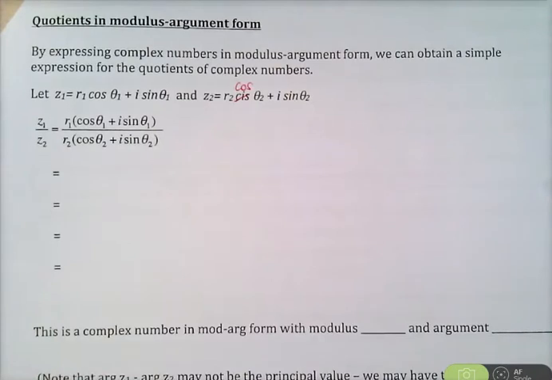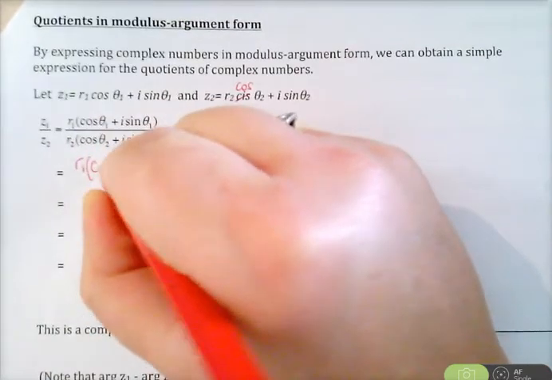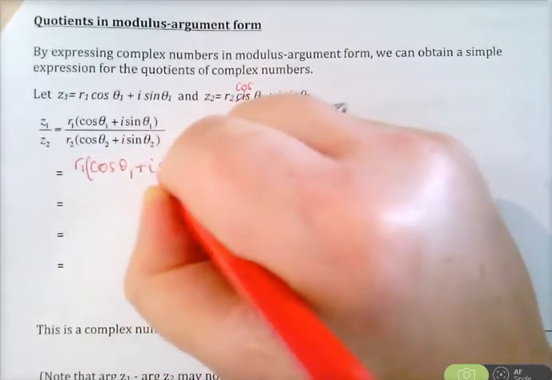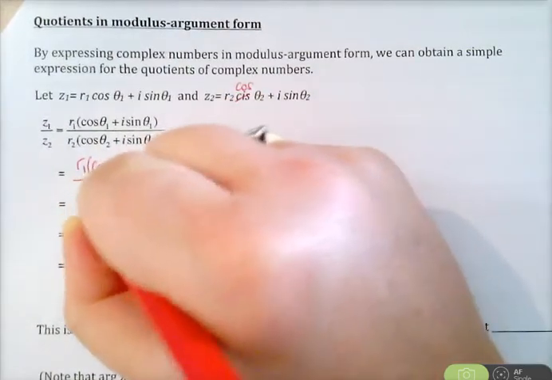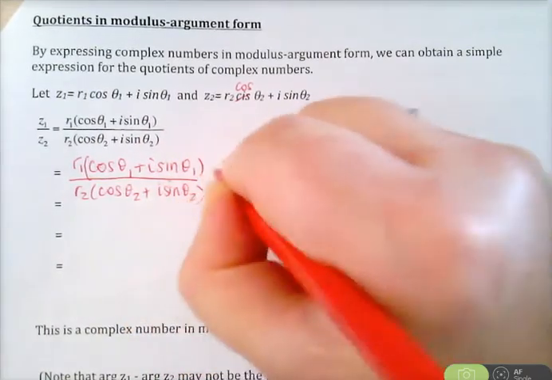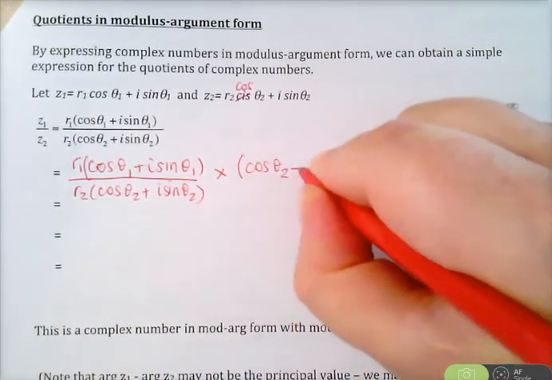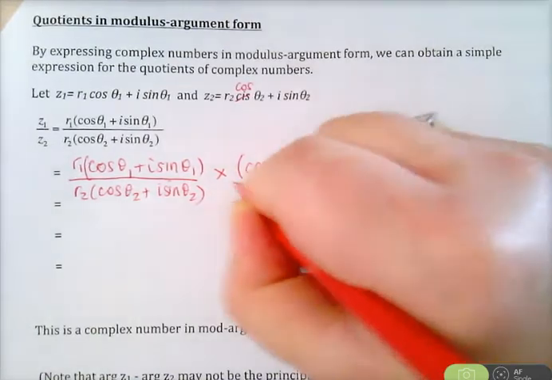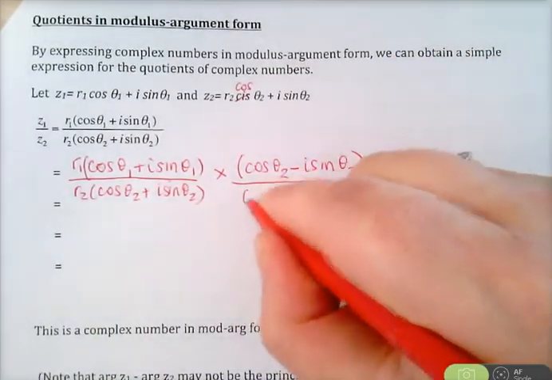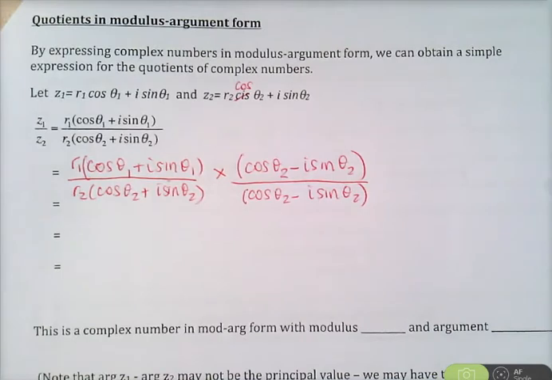Now remember, when we divide complex numbers, we need to realize the denominator, the equivalent of rationalizing. So we'll just do that. So r1 (cos theta 1 plus i sine theta 1) over r2 (cos theta 2 plus i sine theta 2). Now we'll times that by, we don't need to times it by the r2, just cos theta 2 minus i sine theta 2 over cos theta 2 minus i sine theta 2. So we want the conjugate complex of the denominator.